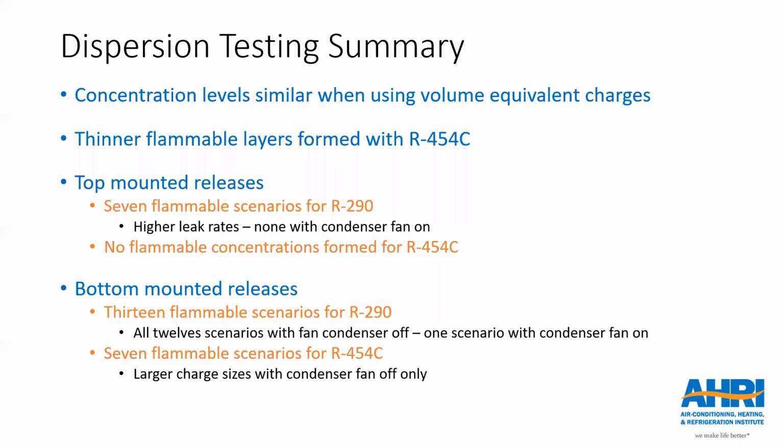So one of the big takeaways from these results is that the use of circulation air, such as a condenser fan, to mitigate the refrigerant releases can be very effective at minimizing or eliminating a flammable concentration from forming. Next slide, please.